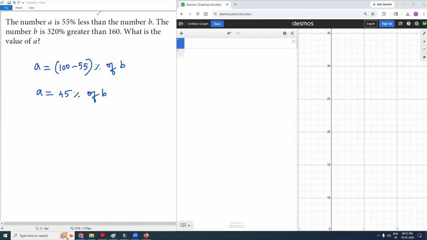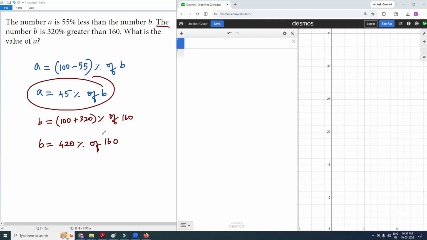Okay, now let me consider the second piece of information. The number B is 320% greater than 160. We can write this one also as an equation, that is, B is equal to, since we have the term greater than, we have to add this number 320 to 100. 100 positive 320 percentage of this number, that is, 160. Okay, B equals, let's do some simplification. We get 420 percentage of 160.